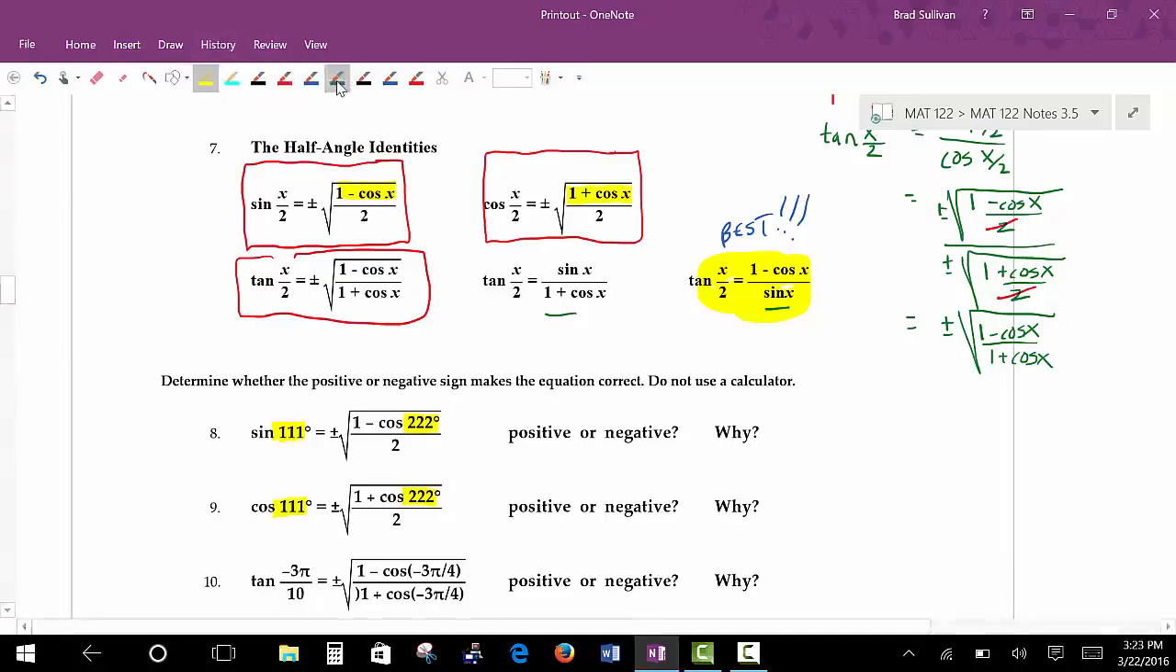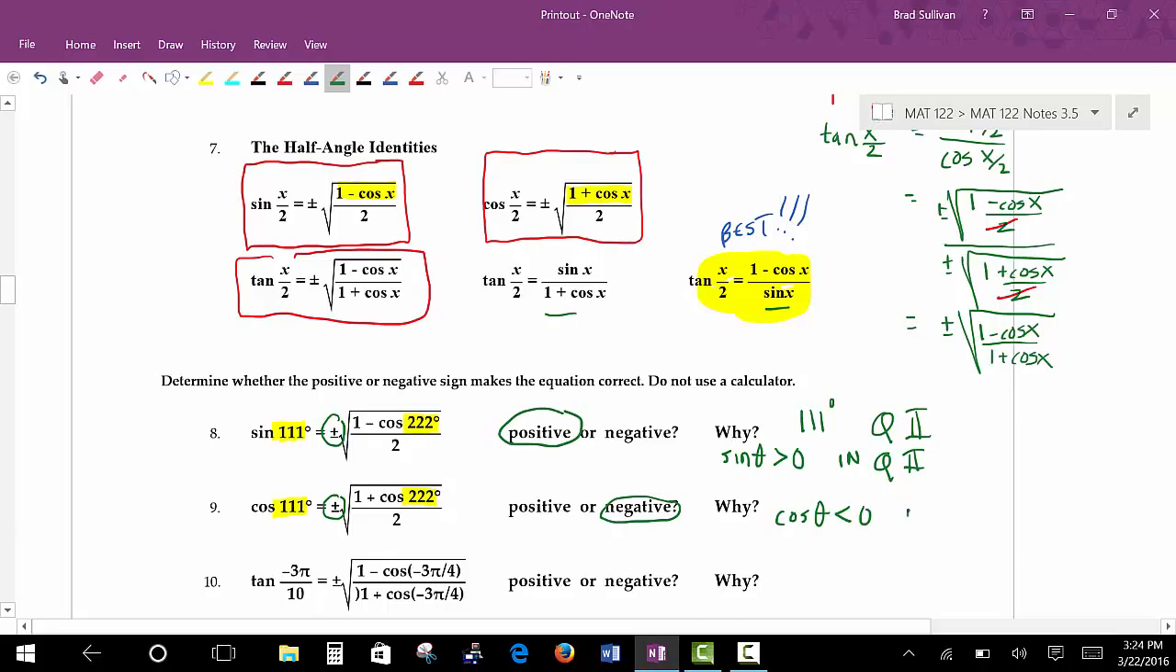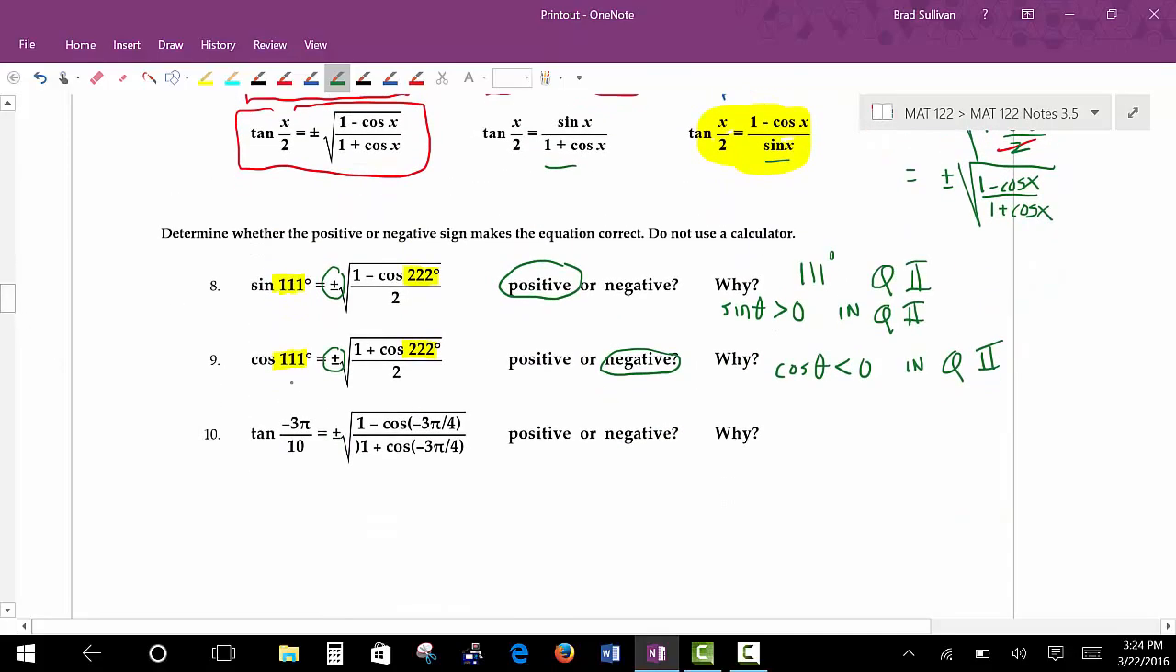So the question on this is, is this a positive or negative answer? Well, first of all, 111 degrees is in quadrant 2, and the sine is positive in quadrant 2, so that would be a positive answer. So the sine of theta is positive in quadrant 2. Okay, the next one, cosine. Well, this would be negative because the cosine of an angle is negative if you're in quadrant 2 or quadrant 3.